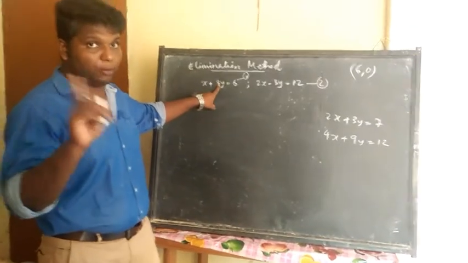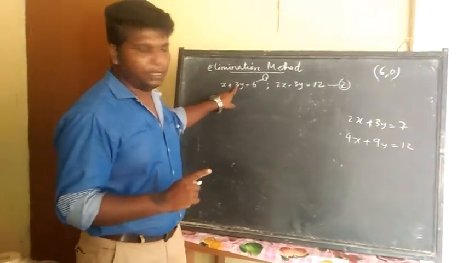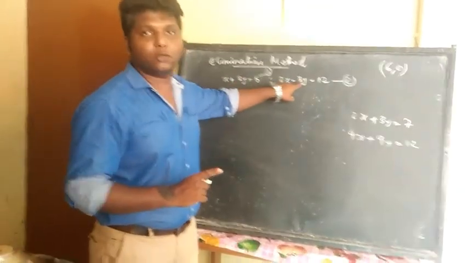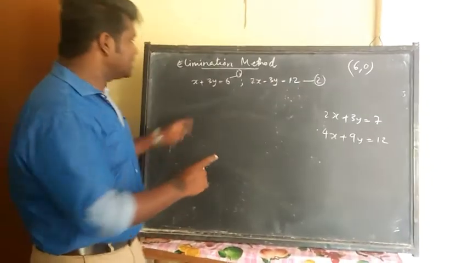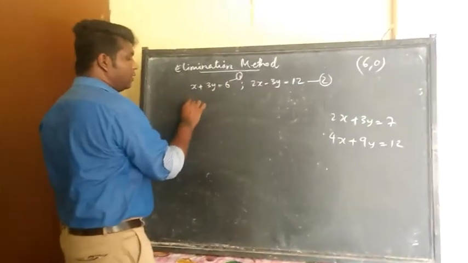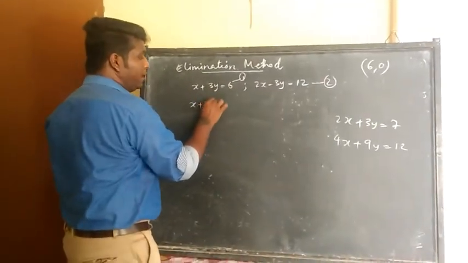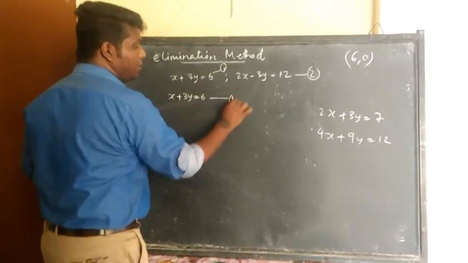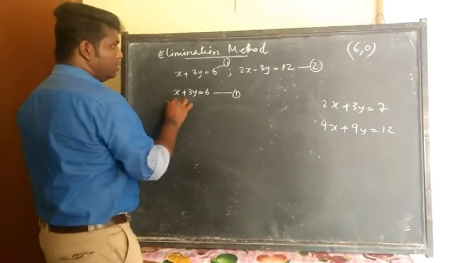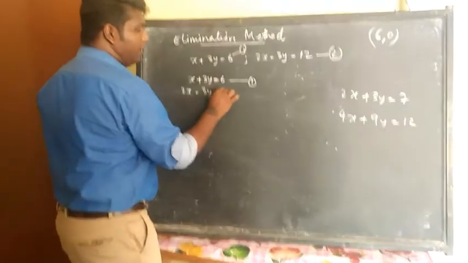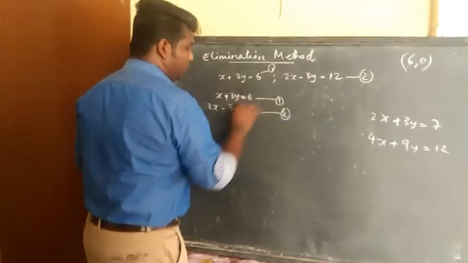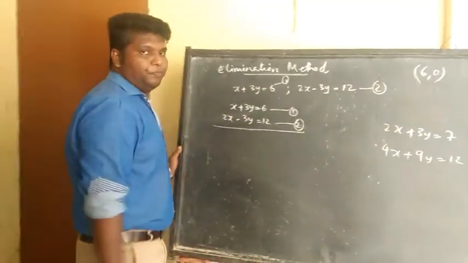Here you can see 3. I'm not talking about the sign. I'm talking about the values only. Here it is also 3, there also it is 3 itself. So in this condition, we have to write the two equations like this. x plus 3y, it is 6, equation number 1. Second equation, 2x minus 3y is equal to 12, equation number 2.